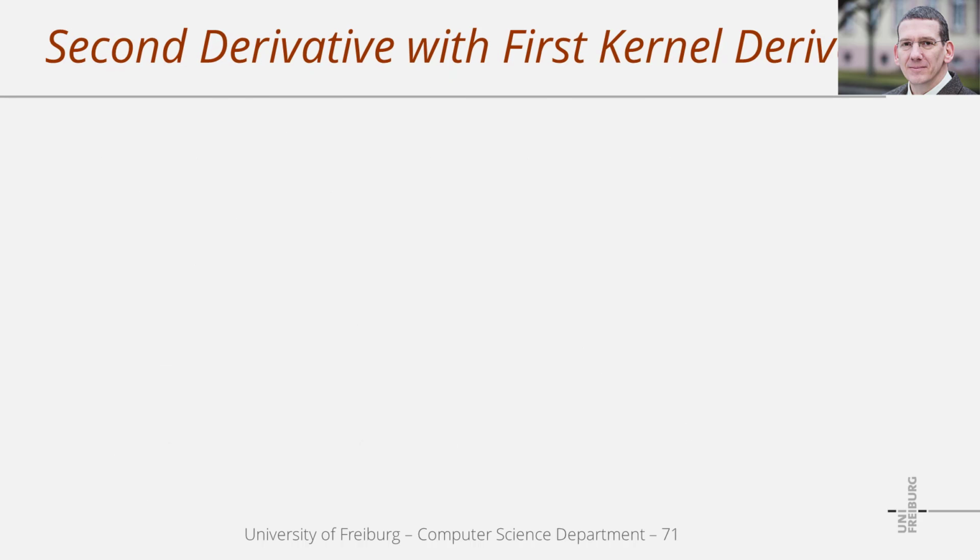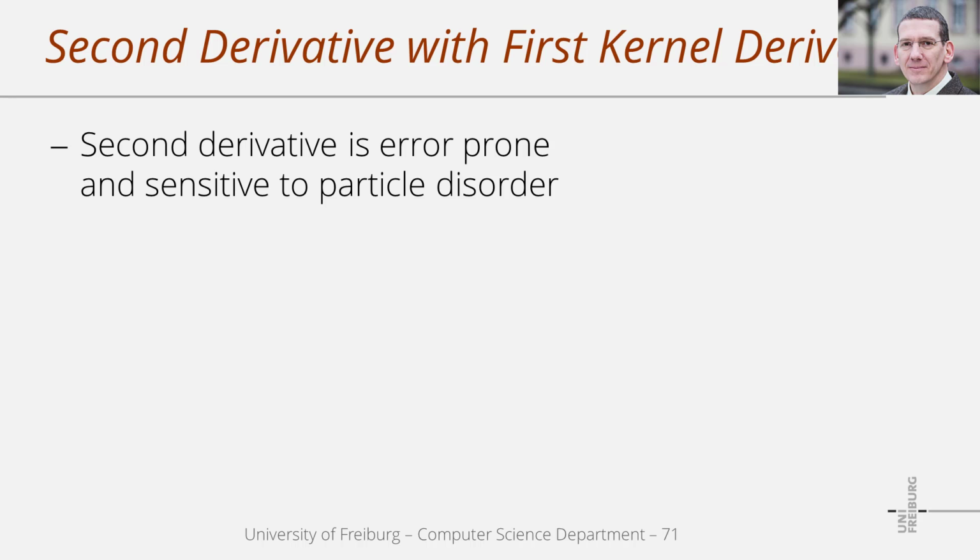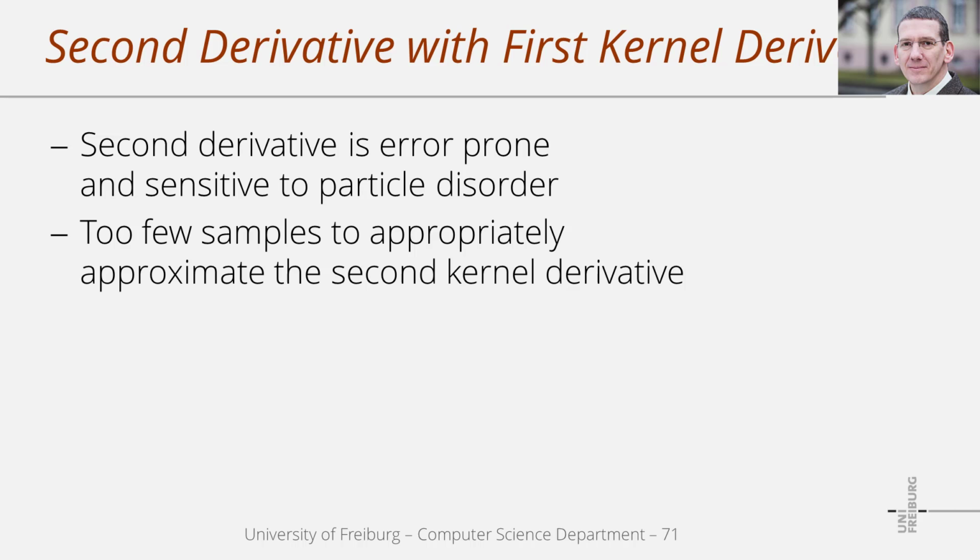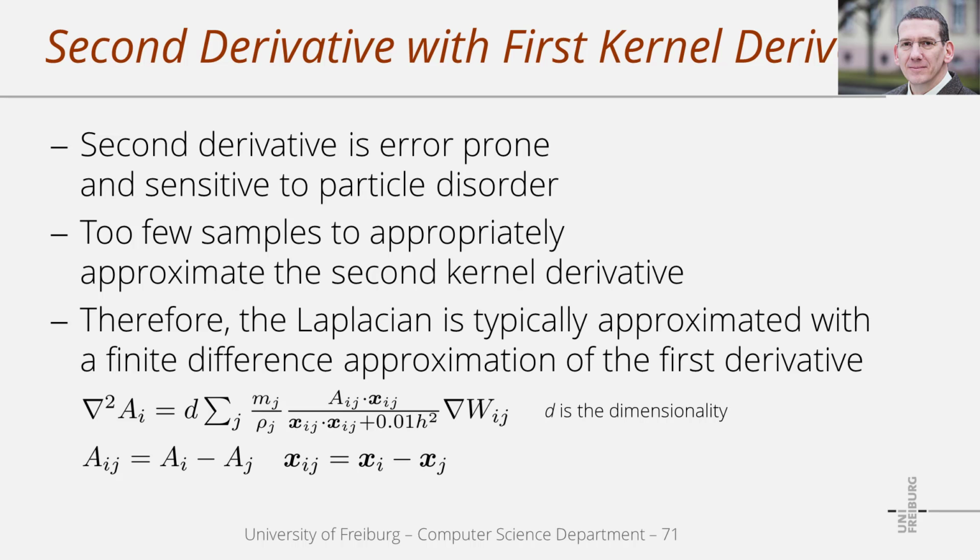In addition to the first derivative, there also exist alternative SPH approximations for the second derivative. Here the main motivation is to avoid the usage of the second kernel derivative, which is considered to be sensitive to the particle distribution. Also, the second kernel derivative is typically not sufficiently sampled for smaller kernel supports. That's why second derivatives are typically approximated by combining the first derivative with a finite difference approximation. The formulation works with scalar quantities A and also with vector valued quantities.